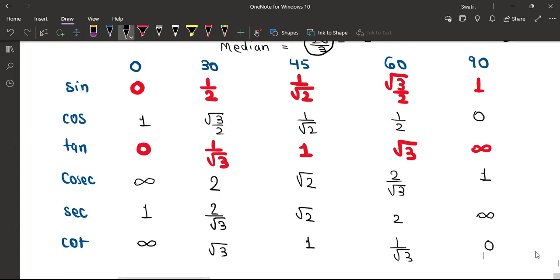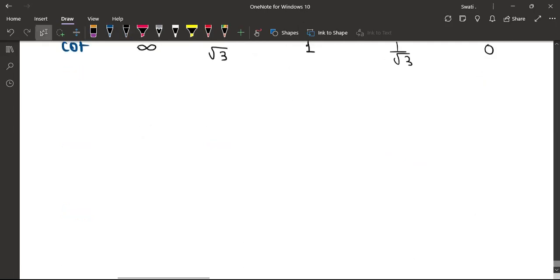So do you have any problem writing these formulas? Because by writing these formulas you can solve a lot of questions from trigonometry, right? Yes. Okay, now we can go to the next one.